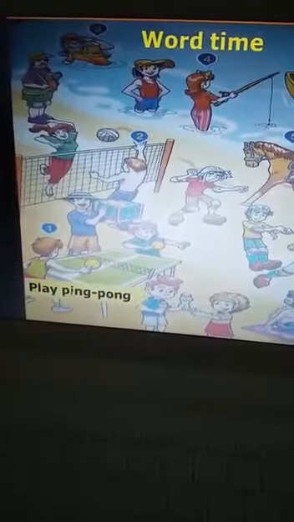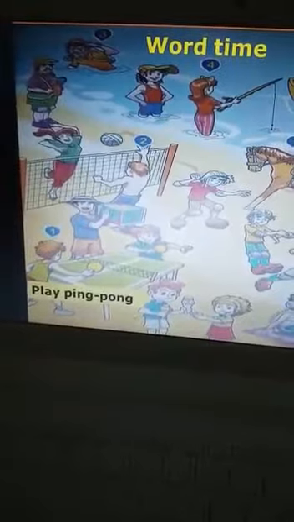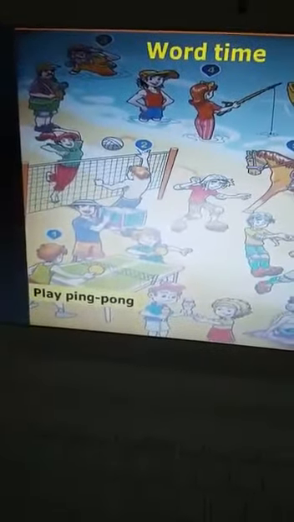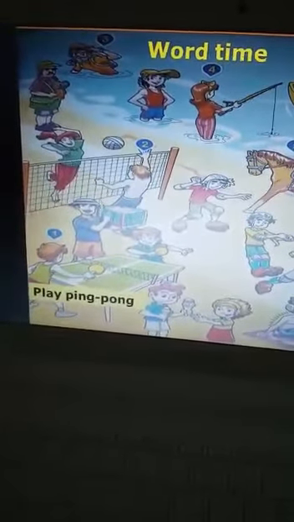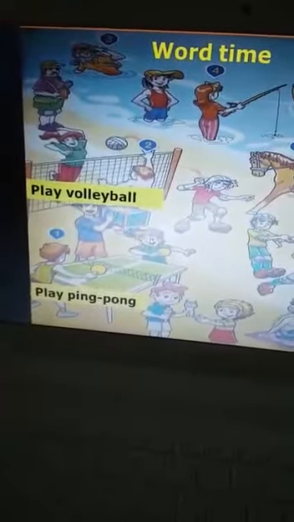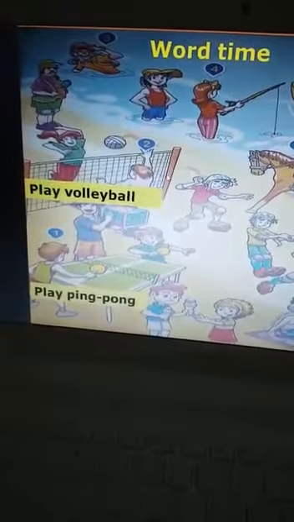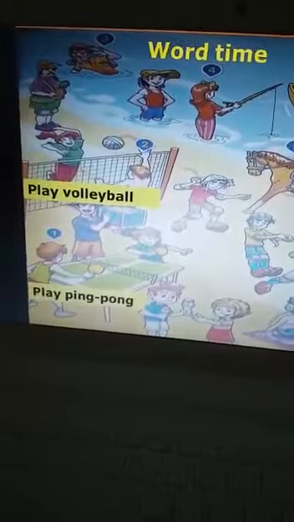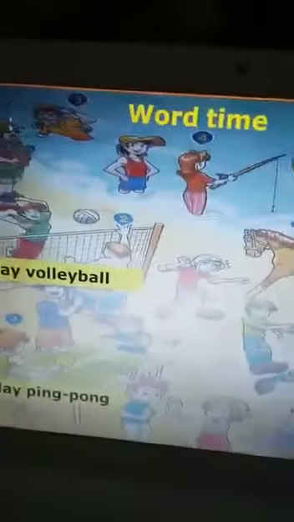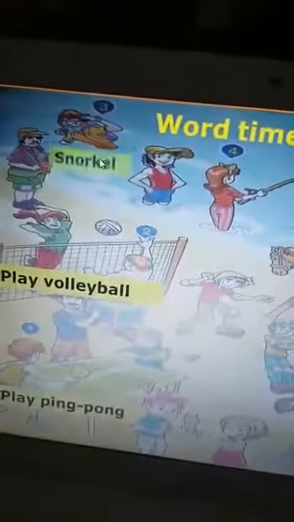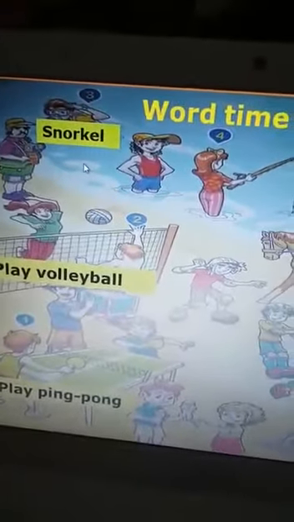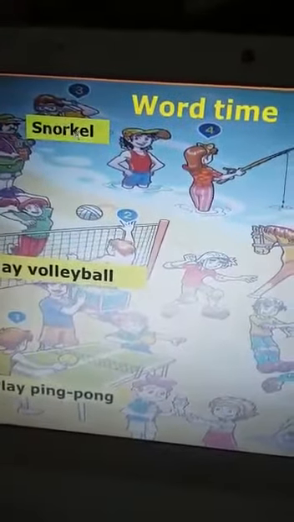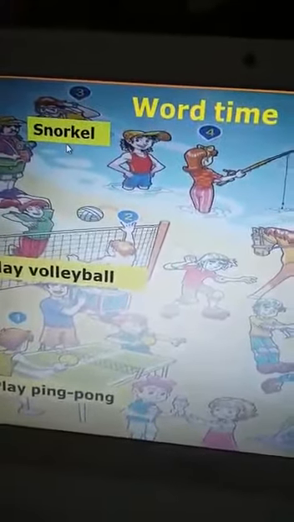Here we have a table with two small rackets and a small ball, which is ping pong. So here we have play ping pong. And here we have play volleyball. As you see, we have a net in the middle and two teams. Okay, here number 3, snorkel. Kind of swimming using a special kind of tube.